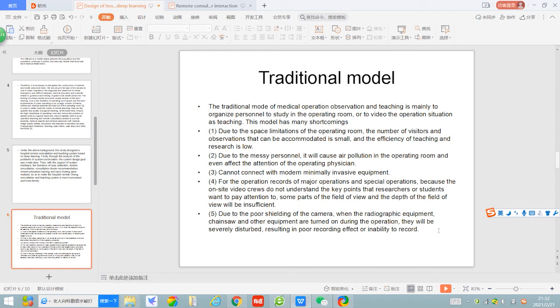Number four, for the operating records of major operations and special operations, because the on-site video crews do not understand the key points that researchers and students want to pay attention to, some parts of the field of view and the depths of the field of view will be insufficient. Number five, due to the poor shielding of the camera, when radiographic equipment, chainsaw and other equipment are turned on during the operation, they will be severely disturbed, resulting in poor recording effect or inability to record.